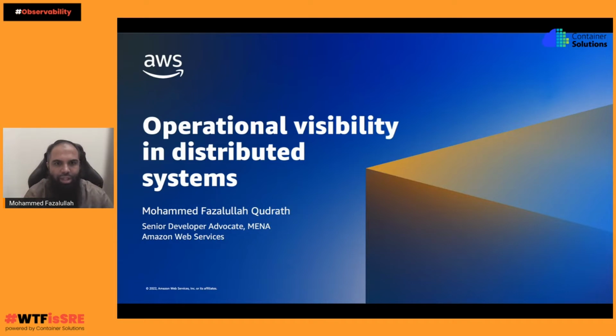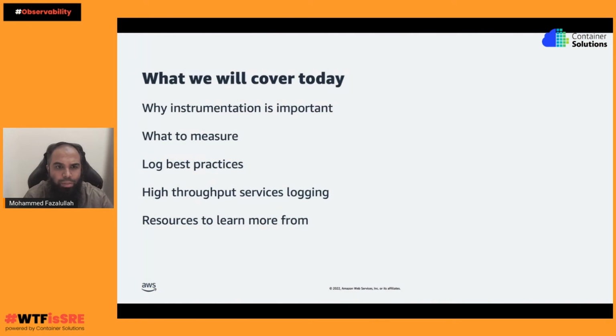So just as an intro, I'm Faz, short for Mohammed Fazalullah Qudrath. I'm a senior developer advocate at Amazon Web Services. Today's session is going to be a lot on best practices and how you want to get started with getting operational visibility through instrumentation. This is important because a lot of folks dive into observability trying to get into what tools, libraries and frameworks to use, without trying to understand how you would want to approach the whole idea of instrumentation. So we're going to cover a bit of that.